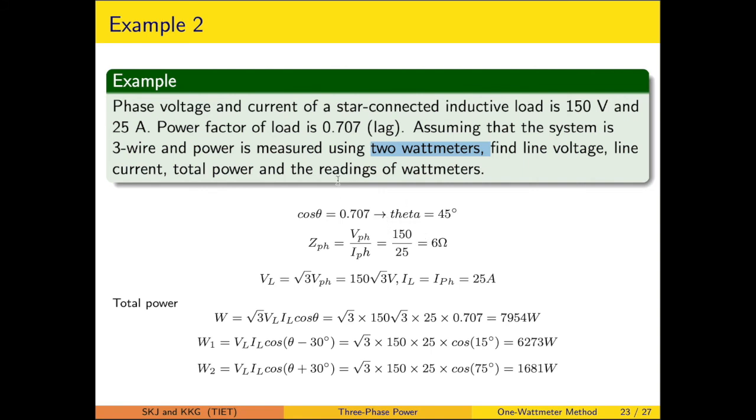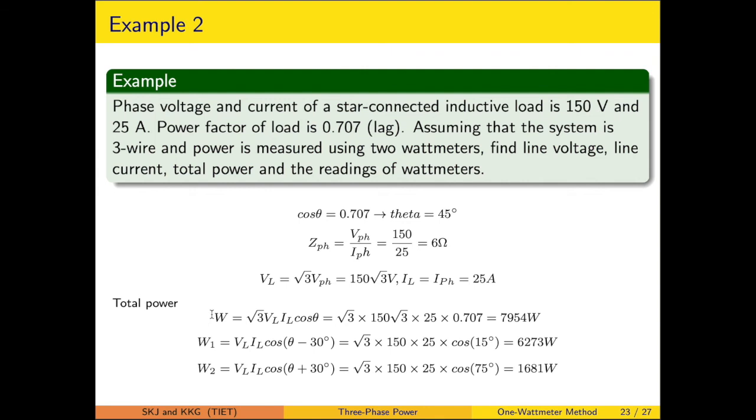So when a 0.707 power factor is given, correspondingly the cosine relationship is known. You can calculate the theta value as it is coming out to be 45 degree. So the ZPH, that will be VPH upon IPH, is known, so 6 ohm. The line voltage which is asked is root 3 times the phase voltage, and the line current will be equal to the phase current in case of star.